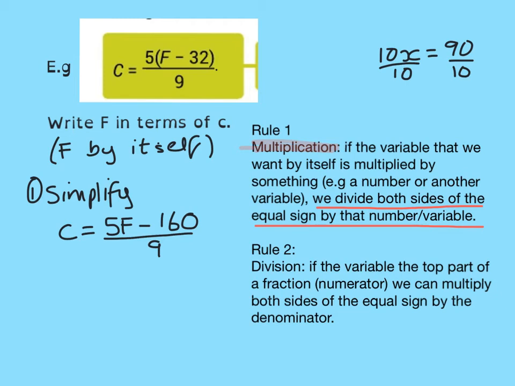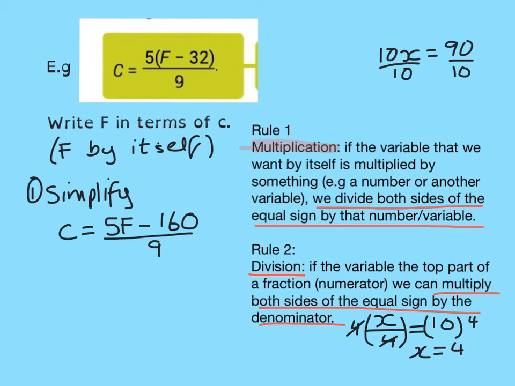The one that we probably haven't used a lot is the second one, and that's the rule of division. That is, if the variable is the top part of a fraction, so it's the numerator, we can multiply both sides of the equal sign by the denominator. So for example, if I had x over 4 is equal to 10, then I'd multiply both sides by 4, and these would cancel, and I'd get x is equal to 40.